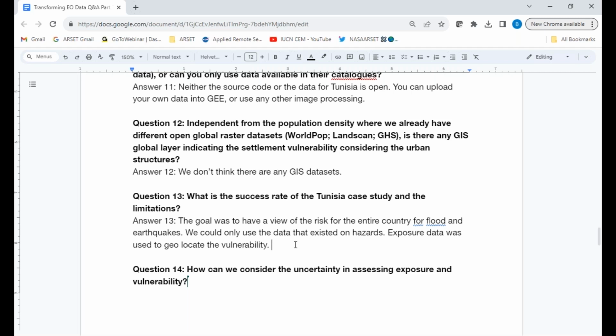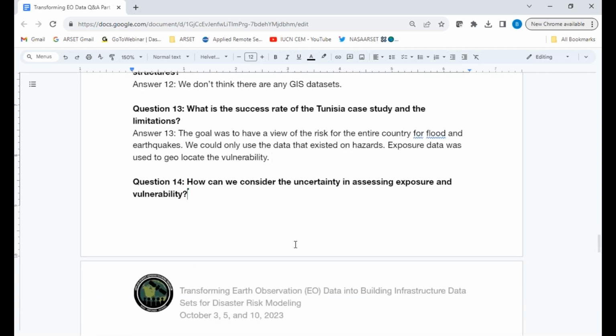Great. Ultimately, the success rate is what the country of Tunisia used the data for in terms of their decision making, in terms of acquiring insurance and so forth. We were not involved in those conversations, and it can be a frustrating thing often to not have access to your end client when you're doing these risk studies. But that's just the nature of the business, I think. Great, thank you very much.